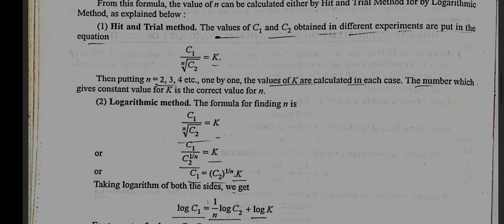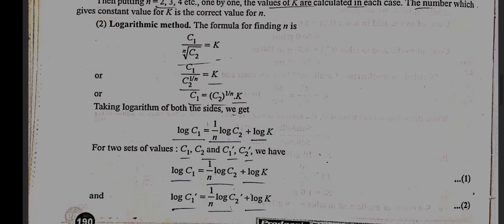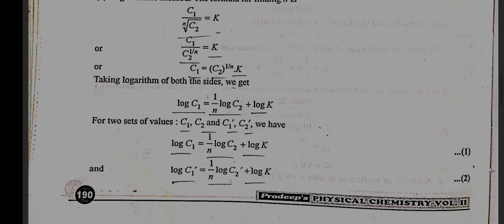The number which gives constant value for K is the correct value for n. Second, logarithmic method. The formula for finding n is C1 divided by the nth root of C2 is equal to K. C1 divided by C2 raised to 1 divided by n is equal to K. C1 is equal to C2 raised to power 1 by n into K.